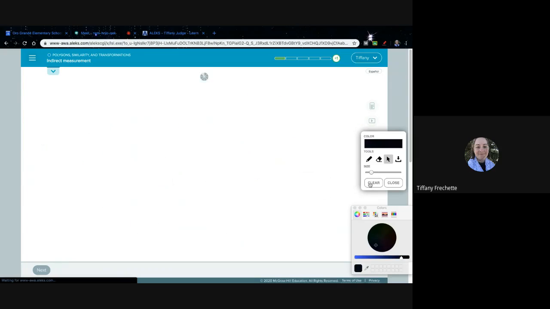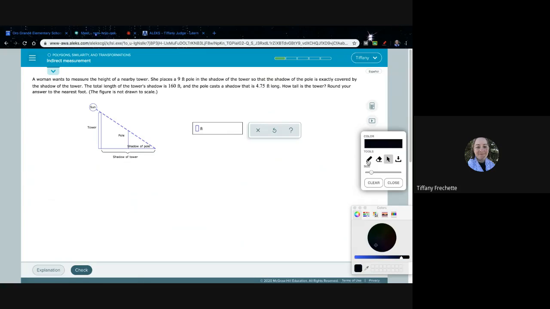Perfect. Next, clear. All right, so they already drew this one for us, which makes it a little bit quicker. So I'm going to go ahead and start doing this part, and then we can decide what we have here. So a woman wants to measure the height of a nearby tower. She places a 9-foot pole in the shadow of the tower so that the shadow of the pole is exactly covered by the shadow of the tower. So this is the shadow of the pole, and this is the shadow of the whole tower. So she matched it up so that the pole's shadow ended at the tower's shadow.